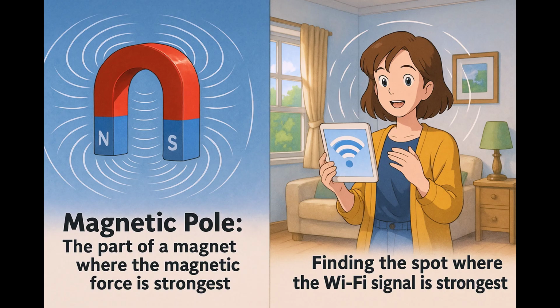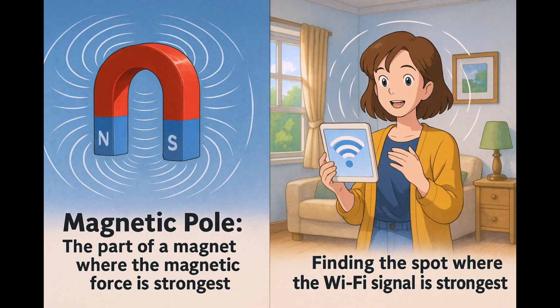Imagine trying to find the best spot in your home where the Wi-Fi signal is strongest so you can stream your favorite shows without interruption. Just like how the Wi-Fi has a specific area where its signal is most powerful, a magnet has specific areas called poles where its magnetic force is the strongest.